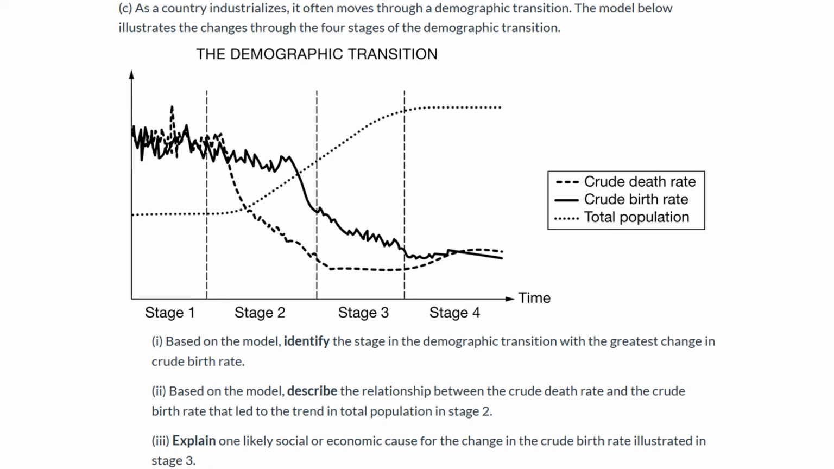1. Based on the model, identify the stage in the demographic transition with the greatest change in crude birth rate. Number 2, based on the model, describe the relationship between the crude death rate and the crude birth rate that led to the trend in total population in stage 2. Number 3, explain one likely social or economic cause for the change in the crude birth rate illustrated in stage 3.